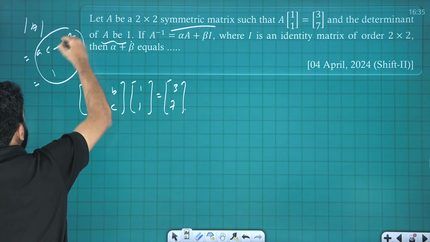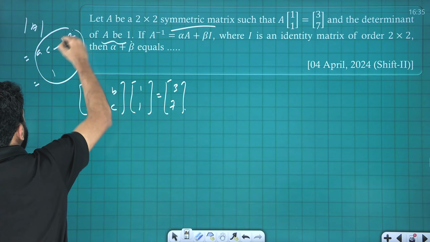Slight changes there. If I am multiplying with A on both sides, it will be alpha A square plus beta A minus I is equal to 0, right? Divide with alpha, same drill. That is A square plus beta by alpha into A minus 1 by alpha into I is equal to 0.